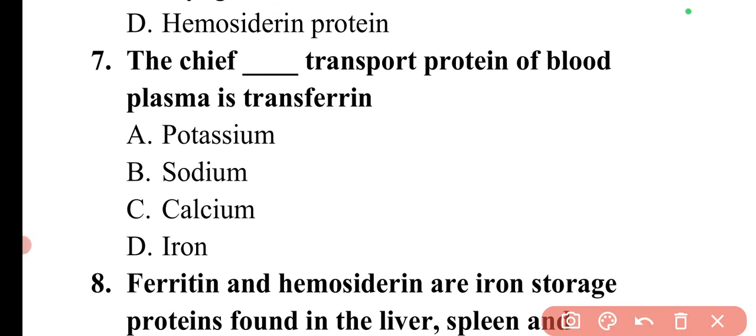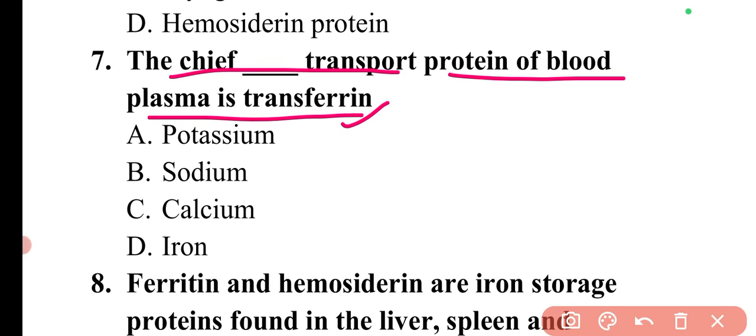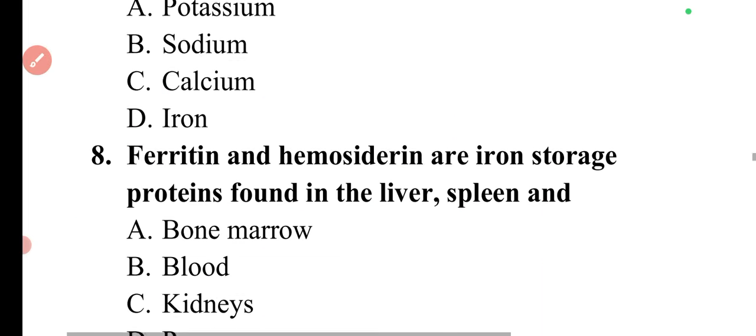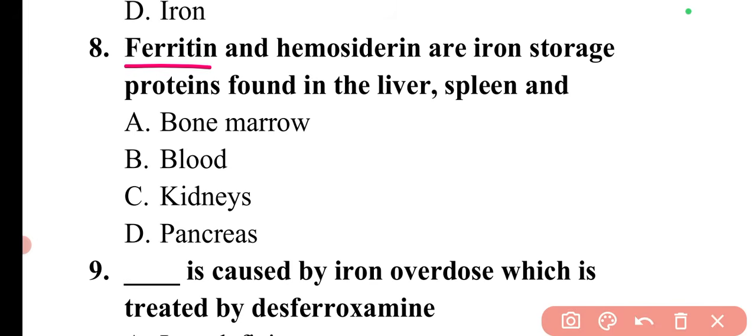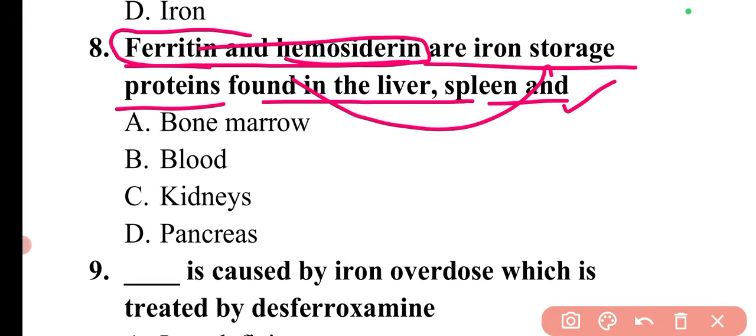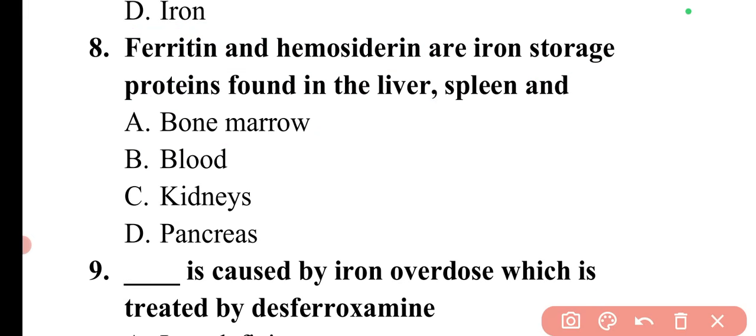Then next question is, the chief dash transporter protein of blood plasma is transferrin. So this is iron only. The chief iron transporter protein of blood plasma is transferrin. Next question is, ferritin and hemosiderin are iron storage proteins found in the liver, spleen, and so on. So here you can see ferritin and hemosiderin are the iron storage proteins, and these proteins are present in liver, spleen, as well as in the bone marrow. So here option A will be the correct answer.